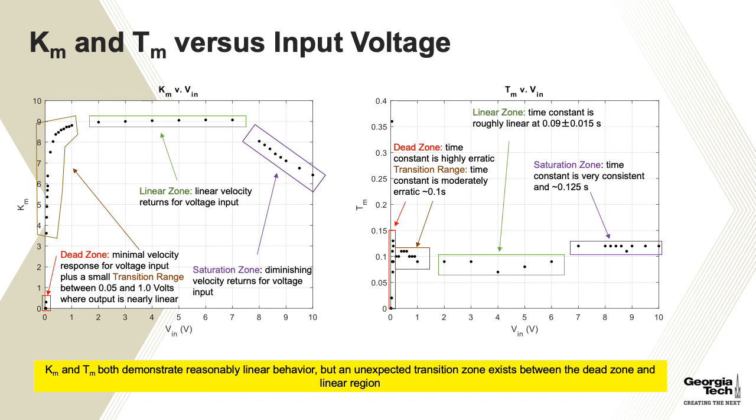Time constant Tm is the amount of time that the motor takes to reach steady state. Here we see, in each zone, the value is relatively constant. In the transition zone, it's approximately 0.1 seconds. In the linear zone, it's approximately 0.09 seconds, and in the saturation zone, it's significantly higher at 0.125 seconds. Although this is not perfect and the transition range is not expected by our model, this is a fairly linear model of the motor.